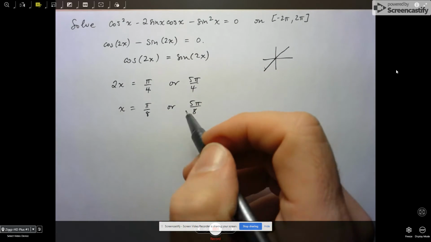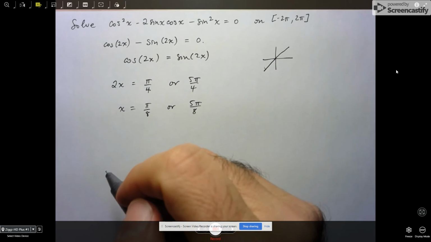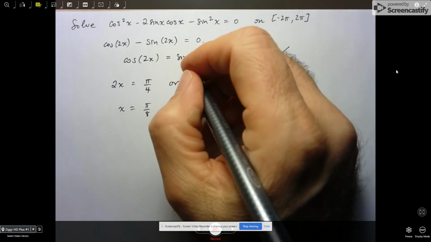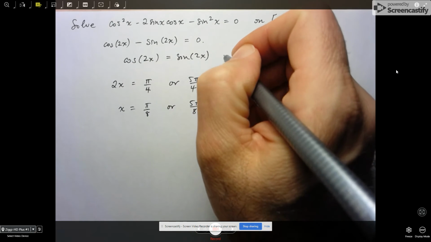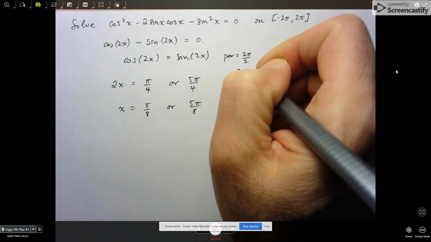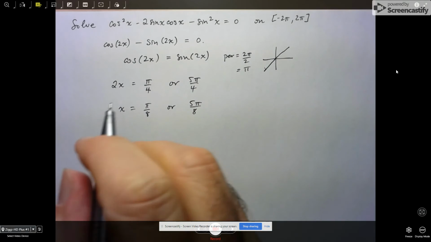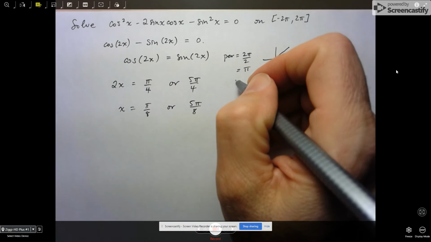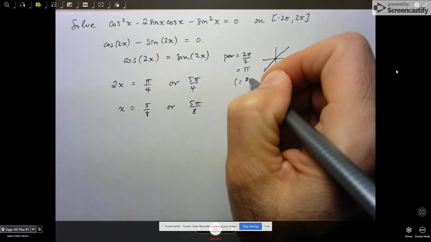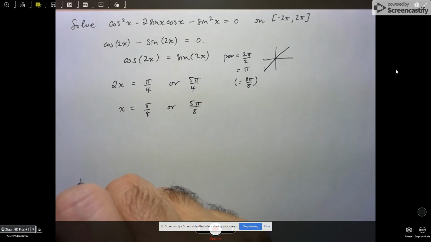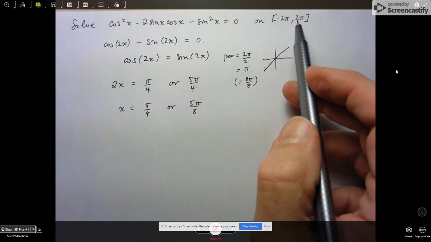And now to generate other solutions, I can just add and subtract the period as needed. In this case, I'm working with cos and sine of 2x. So the period is not 2 pi, it's 2 pi over the k value, which is 2. So the period is actually pi. So I'm just going to be adding and subtracting pi as needed. But of course, I'm not going to think of it as pi. I'm going to think of it as 8 pi over 8 so that I can easily do my additions. I can go as far as 2 pi, which is 16 pi over 8.